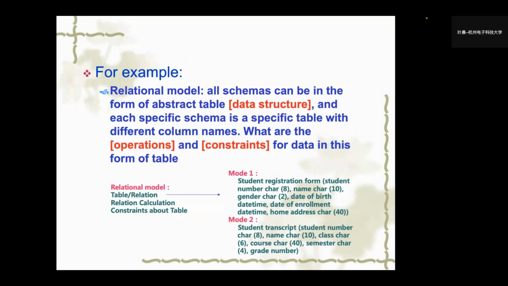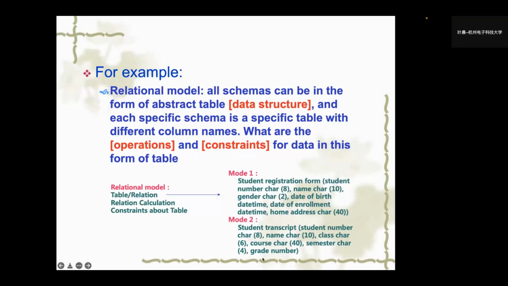For example, for this student information form, we can see it is a schema of a table, where the student information form is the name of the table, and the student number, the name, gender, the date of birth, and so on, are the attributes of the table. And the char 8, the char 10, this kind of thing is the domain of each attribute. So we can see this is the schema of a detailed table.